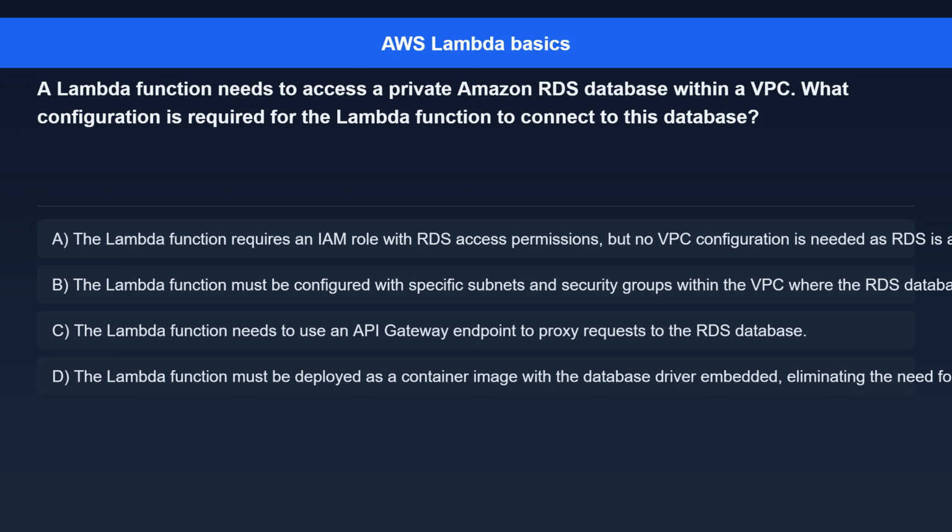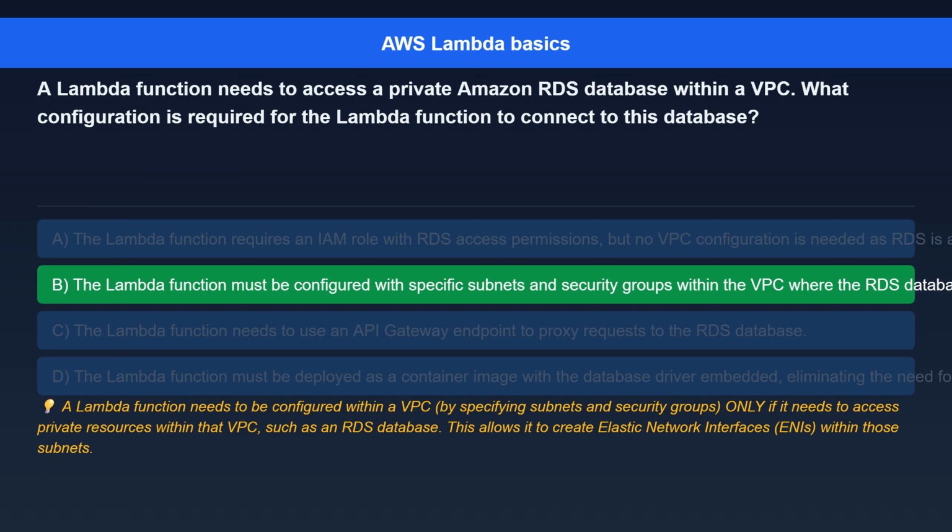Option B. The Lambda function must be configured with specific subnets and security groups within the VPC where the RDS database resides. Option C. The Lambda function needs to use an API gateway endpoint to proxy requests to the RDS database. Option D. The Lambda function must be deployed as a container image with the database driver embedded, eliminating the need for VPC configuration.